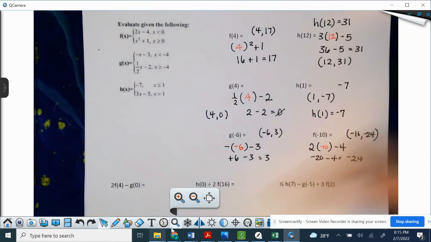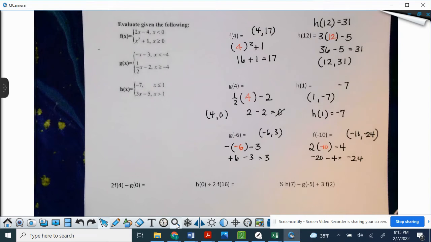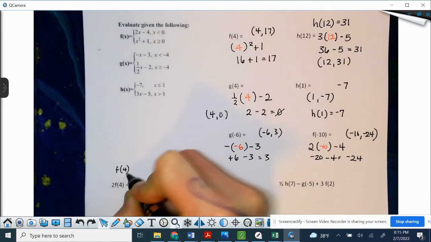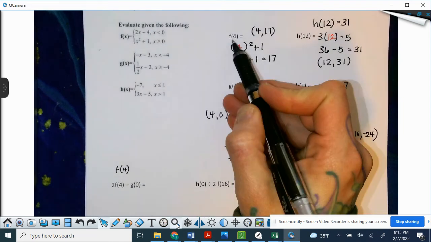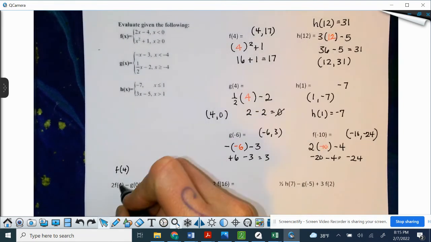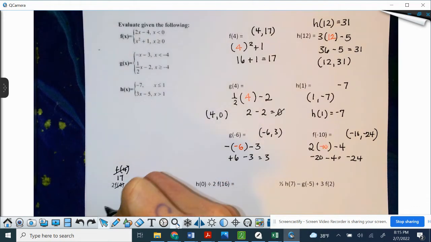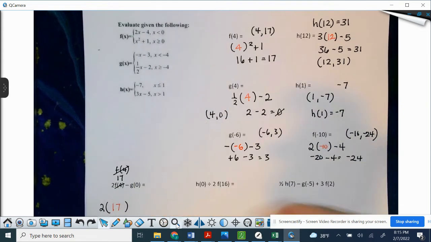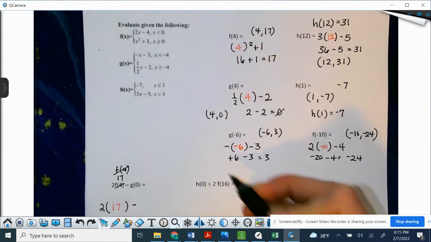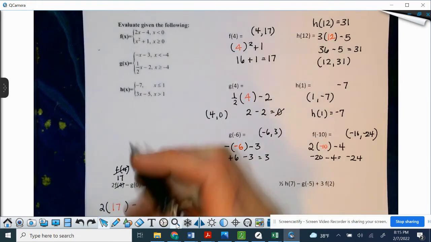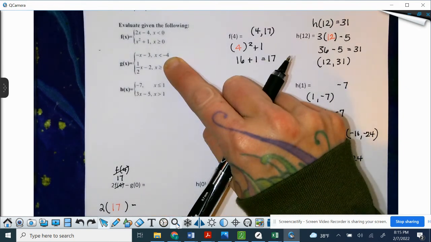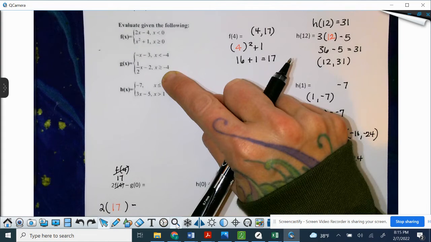So this is 2 times f of 4 minus g of 0. So we're going to go one thing at a time. So f of 4 means I'm going to go to the function for f, which I already did, and I know that it's 17. So it's 2 times 17, because we already solved it up there at the very first one, minus g of 0, which we haven't done yet. So we're going to do g of 0. So we need to go to the g function and decide, is 0 less than negative 4 or greater than or equal to negative 4? 0 is to the right of negative 4, so it is going to be greater than.